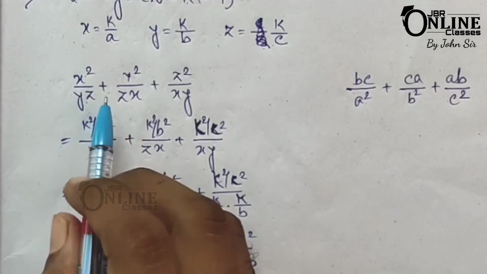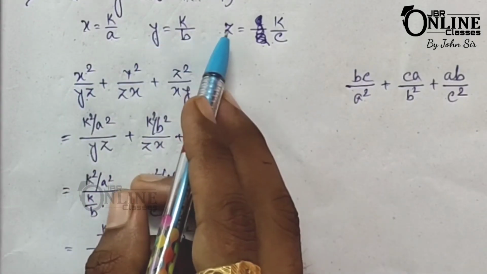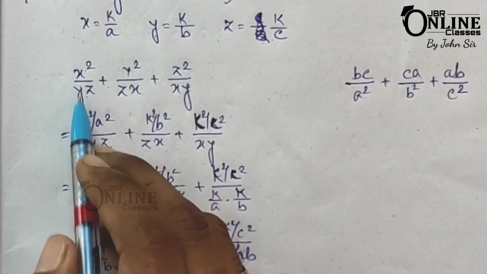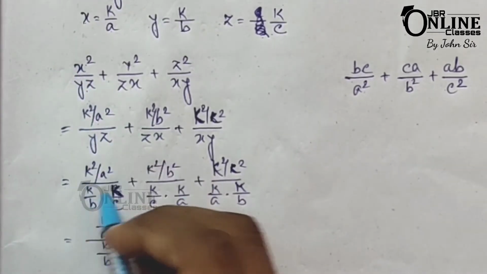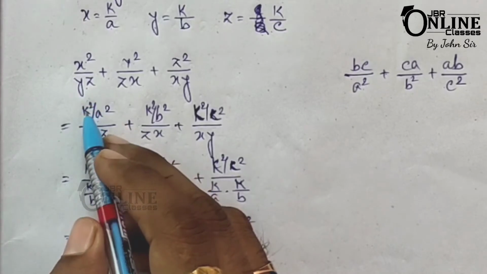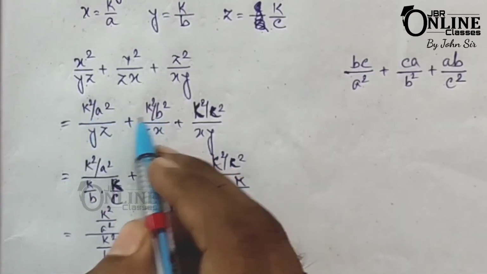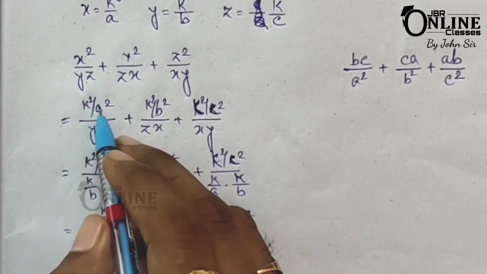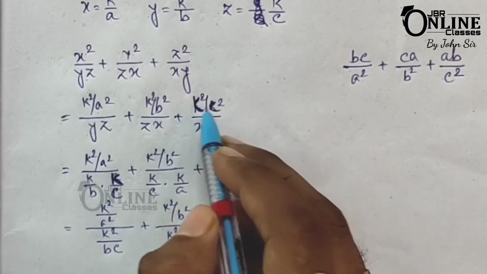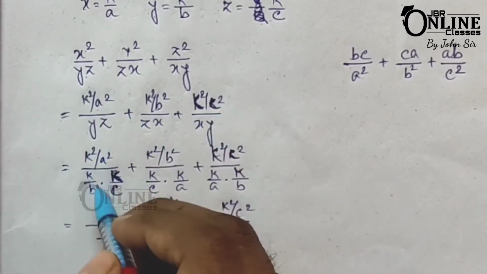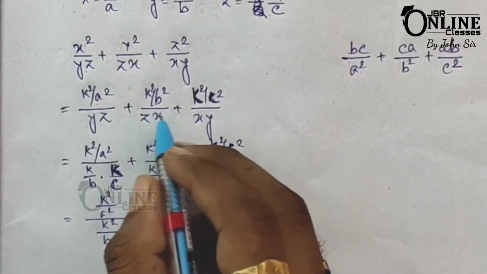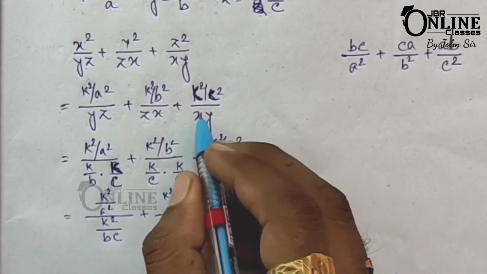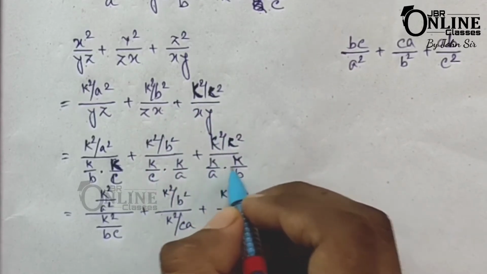Now here you have to just put down the value of x, y and z. You can directly put down the value of x, y, z in numerator and denominator both, or you can use 2 steps. So here after putting down the value of x, y, z in numerator, it will be k square by a square, k square by b square, and k square by c square. Then in the denominator yz, so k by b into k by c, zx k by c into k by a, and xy, so k by a into k by b.